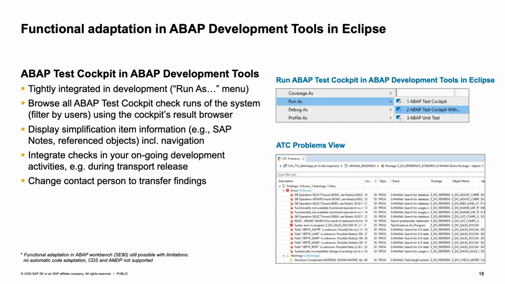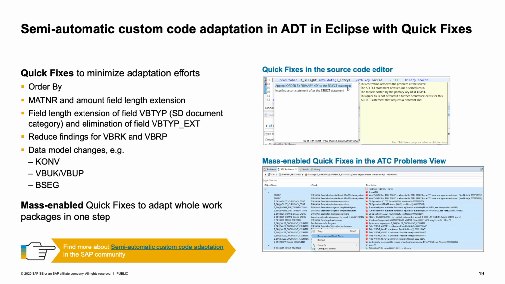And you will get the ATC results in the ATC Problems view, and they will also contain the simplification items information and so on. And we also offer the quick fixes which help you to minimize the adaptation effort for custom code, which are based on the Eclipse quick fix technology accessible via the Ctrl+1 shortcut directly in the source code editor. And we provide quick fixes for the most prominent simplification use cases, like, for example, if the ORDER BY clause is missing in your selects, or for material number and amount field length extensions, or, for example, for data model changes in code, VBAP, BCG, and so on.